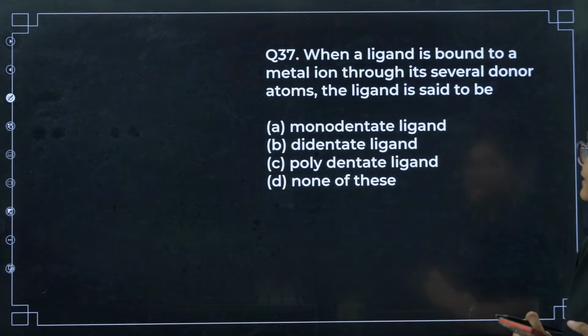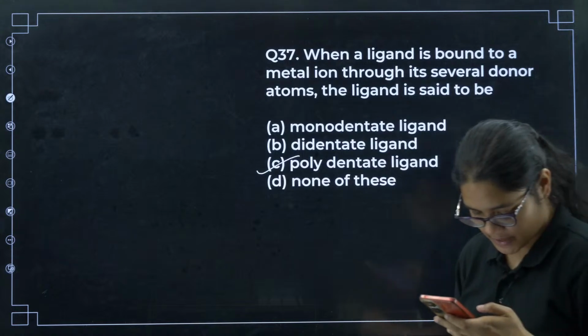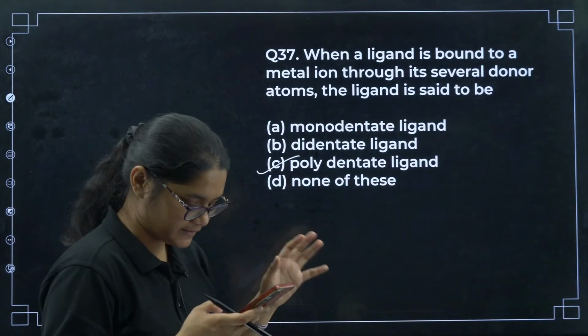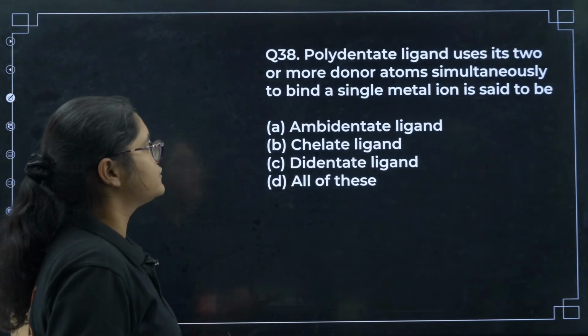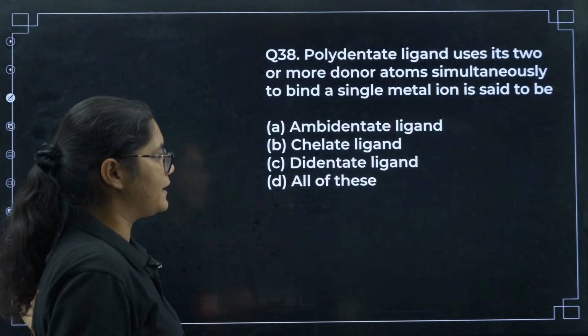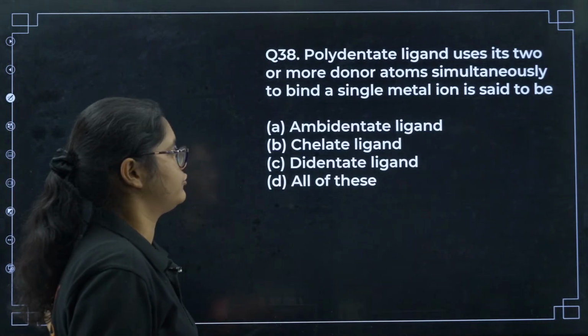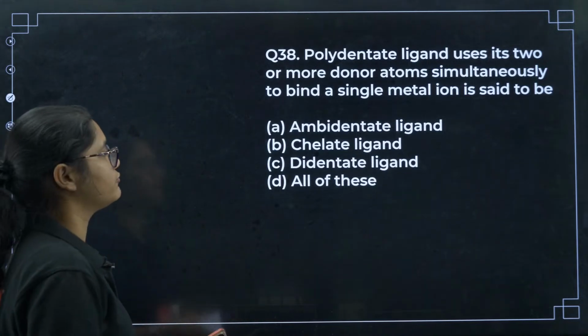Fine. 37C, yes, polydentate ligand is the correct answer, because when we see the denticity, the number of ligating atoms present, it will be more here. Next, a ligand that uses 2 or more donor atoms simultaneously to bind a single metal atom is said to be: ambidentate ligand, chelate ligand, didentate ligand, all of these.